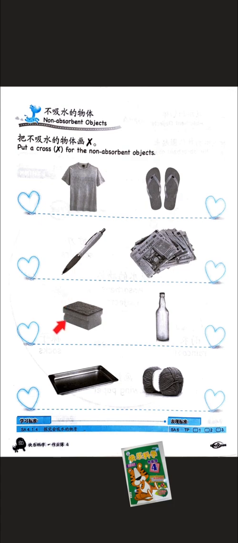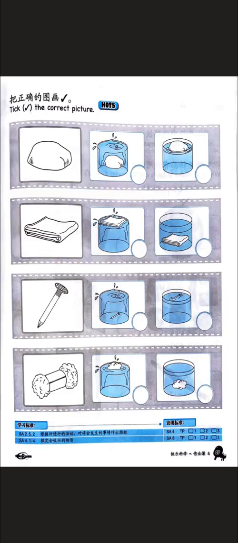Okay. Here. The sponge and the bottle. Which one cannot absorb water? Non-absorbent. Which one? The bottle. It cannot absorb water. Okay. Now we go to tray and the wool. We see which one cannot absorb water. Non-absorbent is the tray. Okay. It cannot absorb water. The water cannot go through. Okay. Now we go to another page.